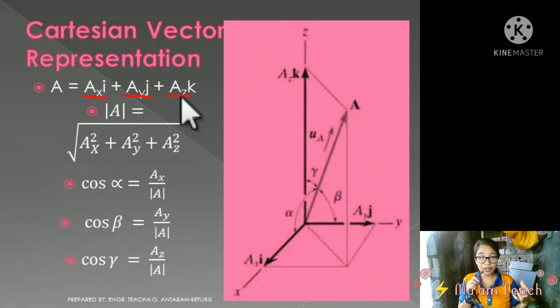Not all the time, class, is the given vector A. It could be force. Of course, usually it is force because we are in engineering mechanics, so we are mostly solving forces. So instead of A, we will be using F. So F is equal to F sub x i plus F sub y j plus F sub z k. Again, this A here represents a vector.